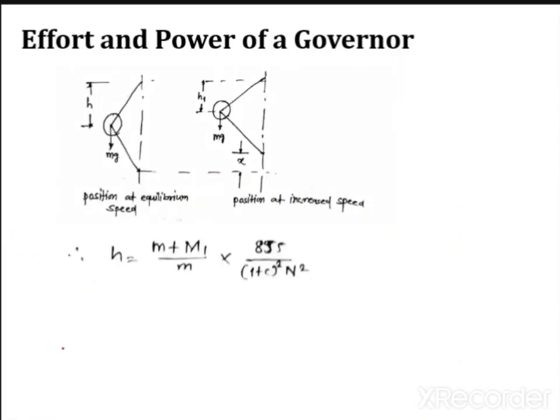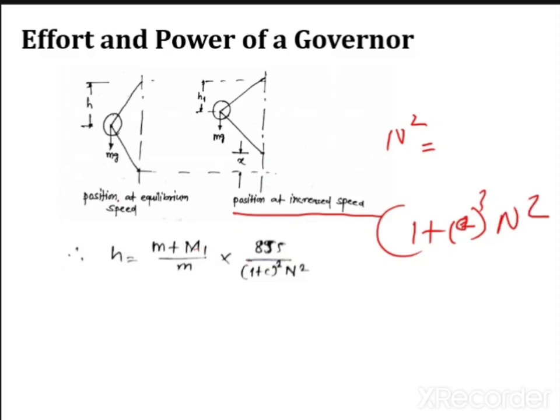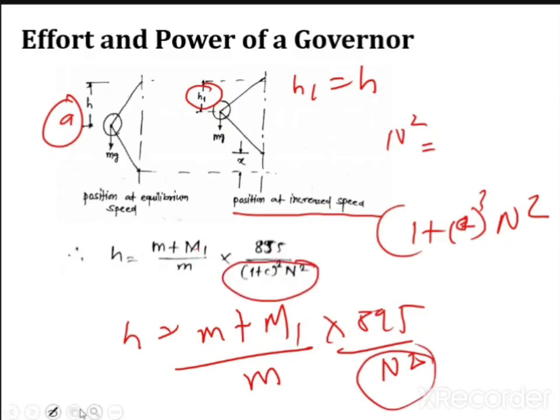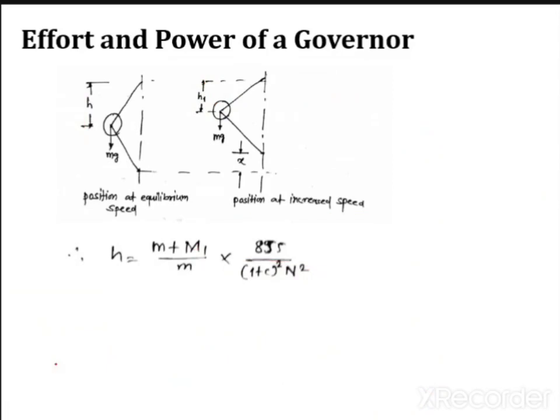So let's move. Okay, so what happens? Let us say that at this position at the increased speed, h is equal to (M plus m1) divided by m into 895 upon, instead of N square, I will write (1 plus c) square into N square. Because see, what is the formula for position A? h is equal to (small m plus capital M) divided by small m into 895 upon N square, right? But at position B, I have to keep my h constant, that is h1 should be equal to h. So instead of M, I will put M1, and my speed is increased. So instead of N square, I will put (1 plus c) square into N square. So to calculate the mean effort, this is the change. I hope it is clear to you.